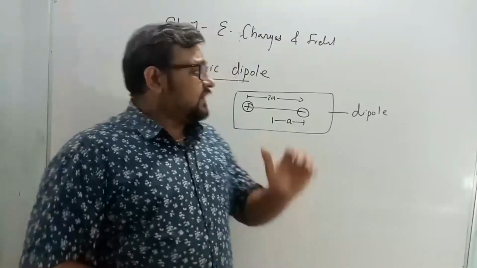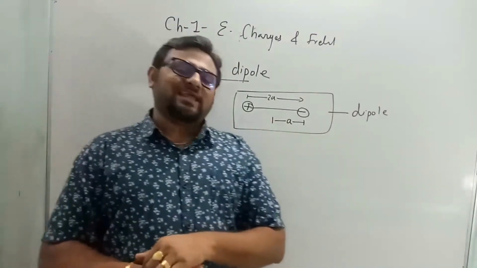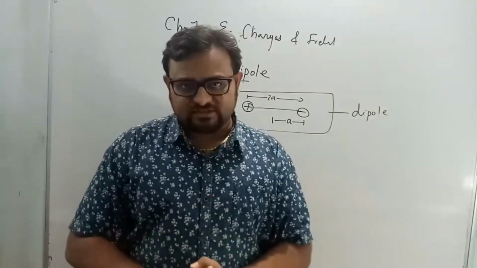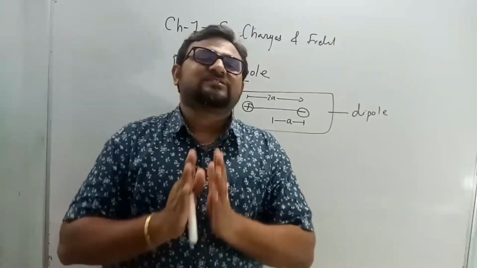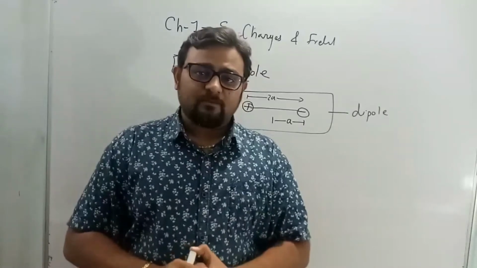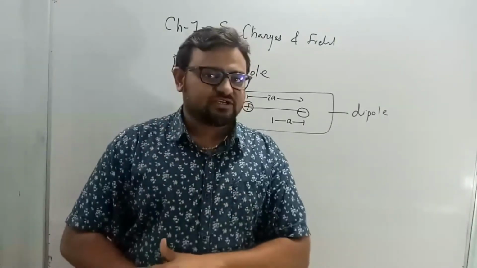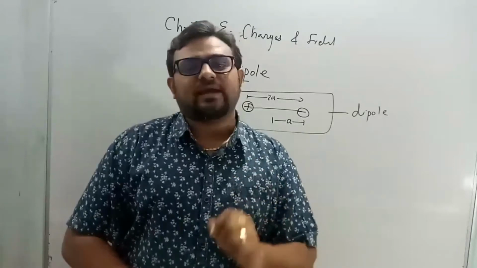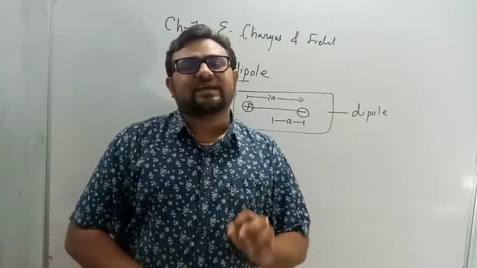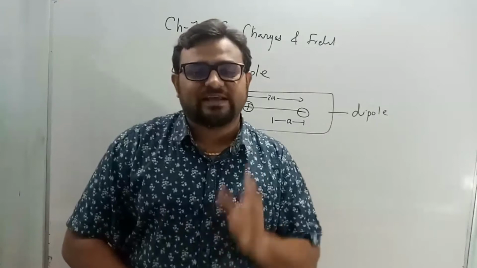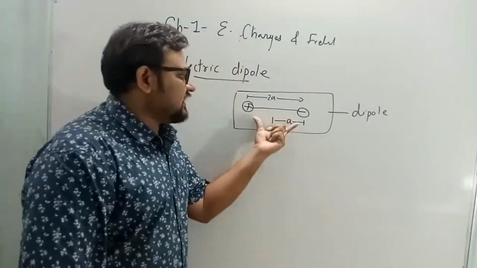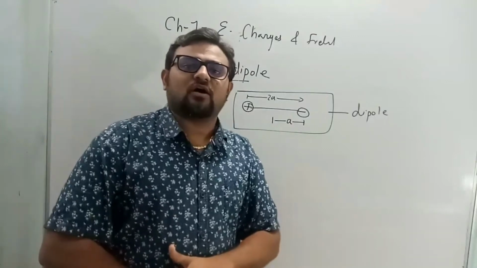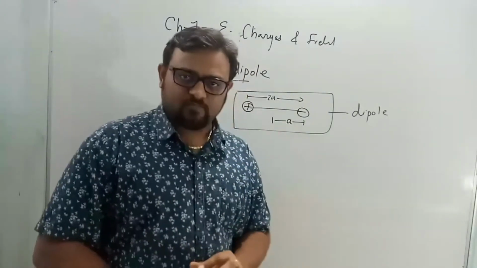So the definition of an electric dipole is two charges which have the same magnitude, but are opposite, separated by a finite distance. So this is a finite distance. Here, this is called a dipole.